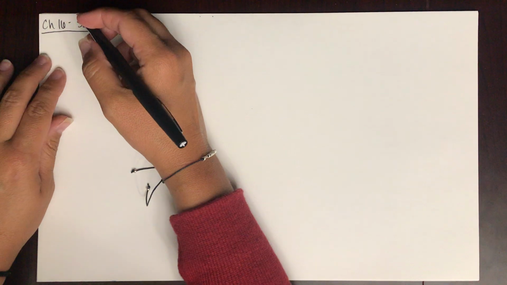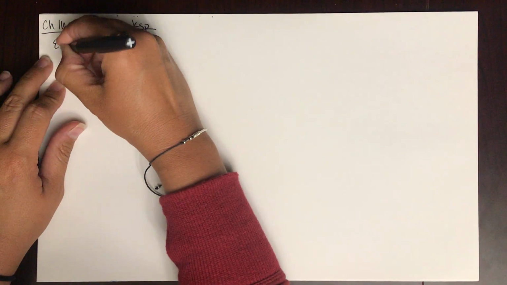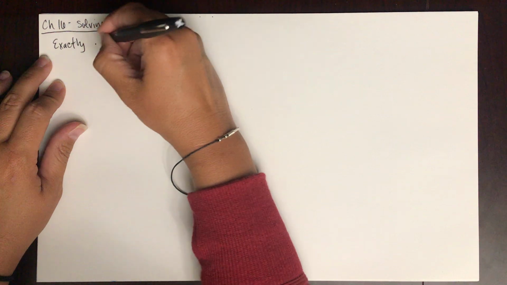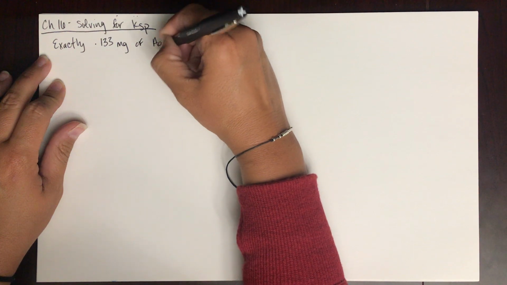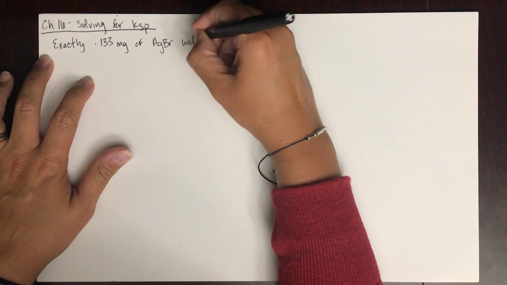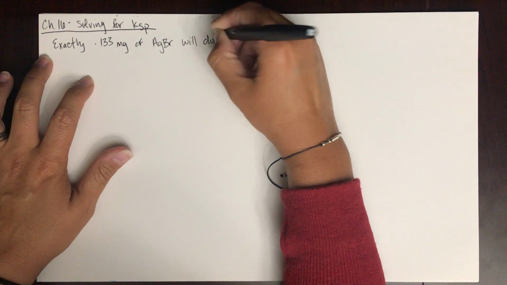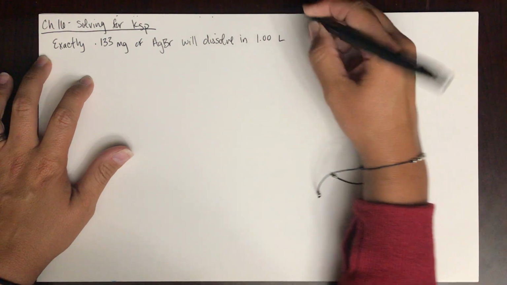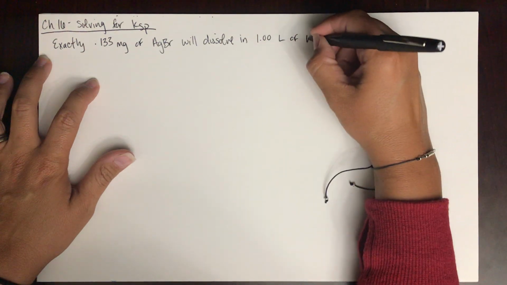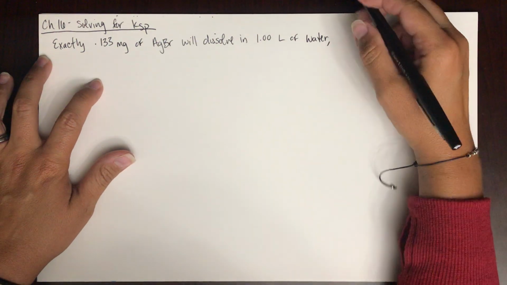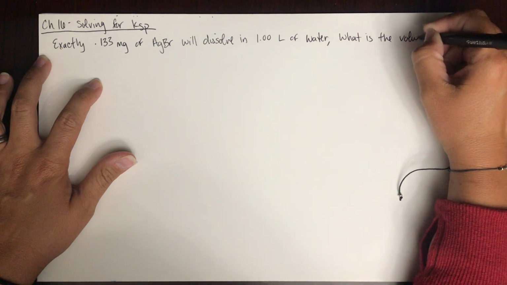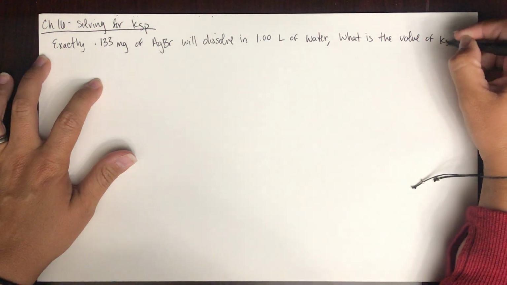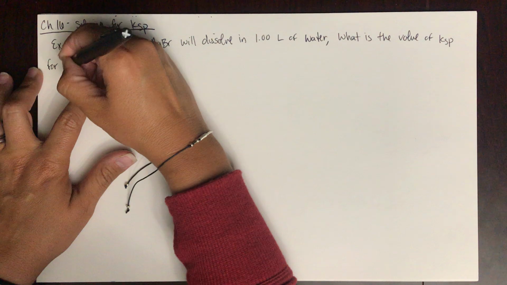Okay, so let's look at an example of solving for KSP. So I'm going to write out an example and we'll work through it together. Exactly 0.133 milligrams of silver 1 bromide will dissolve in 1.00 liters of water. What is the value of KSP for silver 1 bromide?